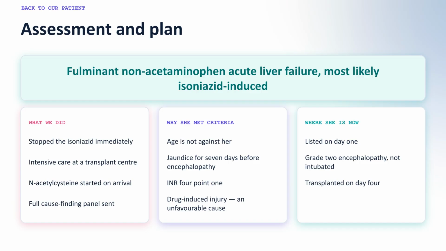Back to our patient. The isoniazid was stopped immediately. She was moved to intensive care at a transplant center. N-Acetylcysteine was started on arrival, even though this is not acetaminophen, and the full cause-finding panel went off. She met 3 of the 5 non-acetaminophen criteria. Jaundice for 7 days before the encephalopathy, an international normalized ratio of 4.1, and an unfavorable cause. She was listed on day 1 and transplanted on day 4.